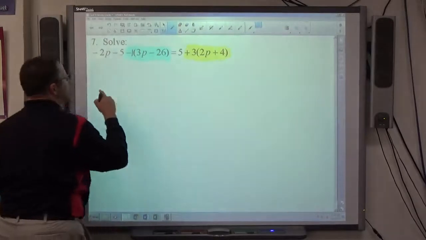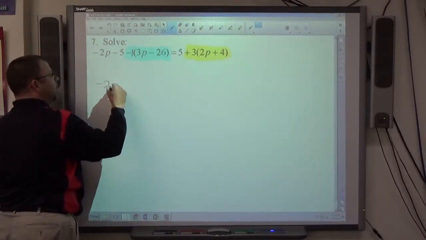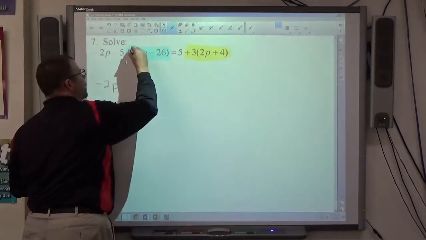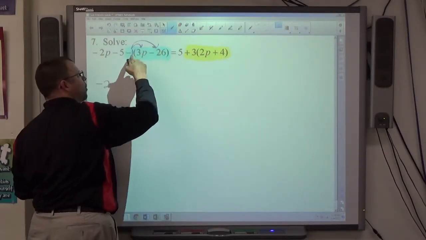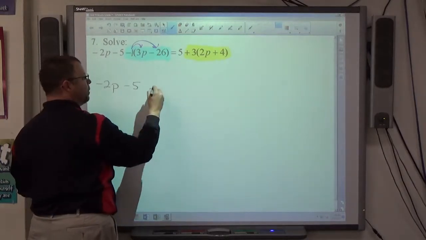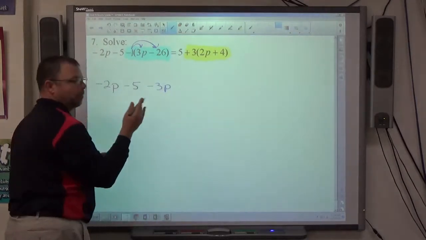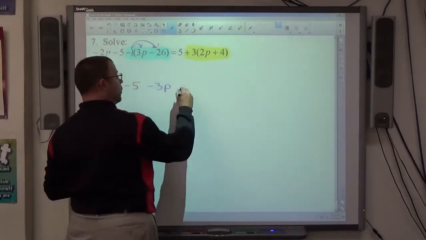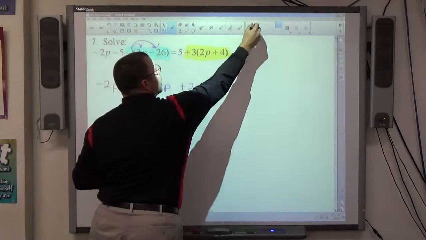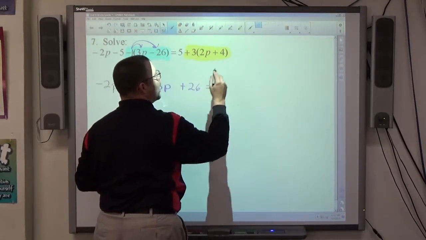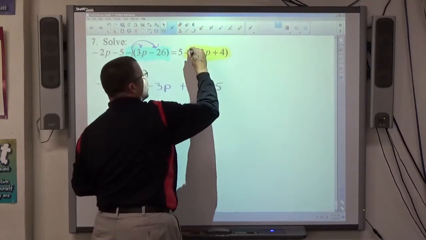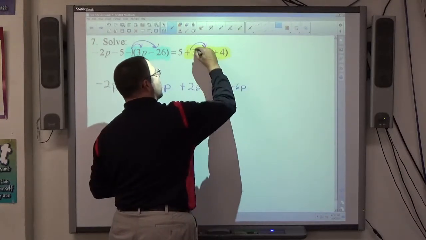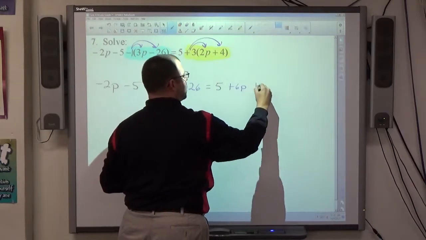So if I go ahead and do this, the negative 2p stays negative 2p, the minus 5 stays minus 5. This minus 1 times these things distribute, so minus 1 times 3p makes negative 3p, which is equivalent to minus 3p. And negative 1 times negative 26 is positive 26, equivalent to plus 26. Equals 5 is going to stay equals 5, and then I do a distributive property here. 3 times 2p is going to make positive 6p. 3 times 4 is going to make positive 12.